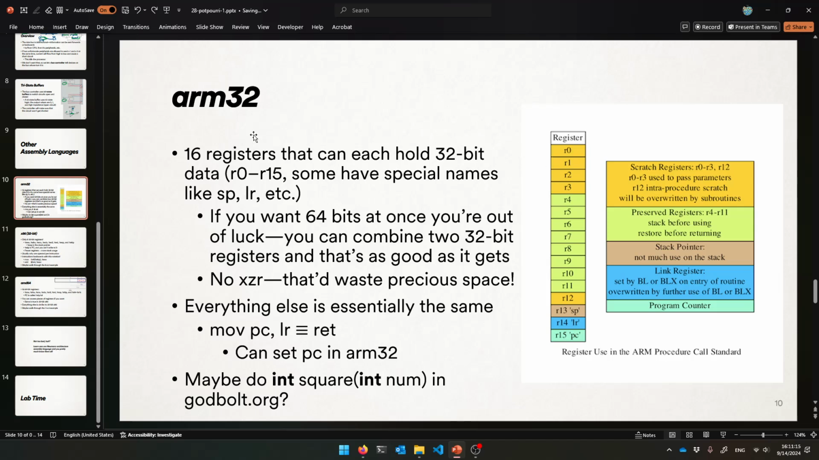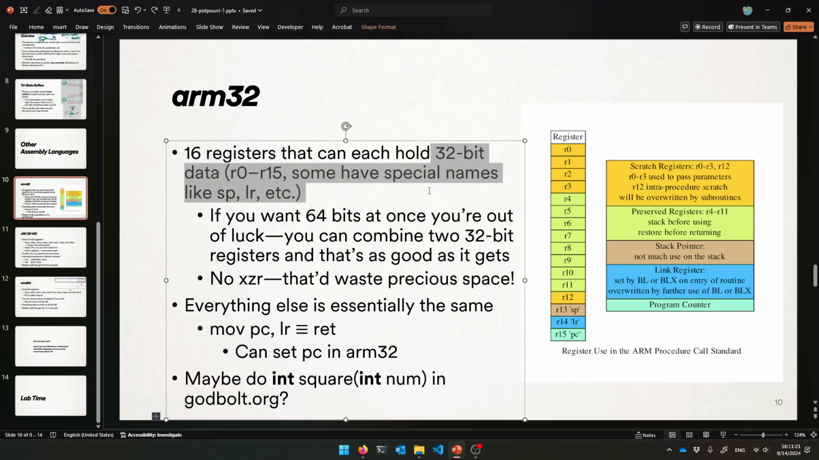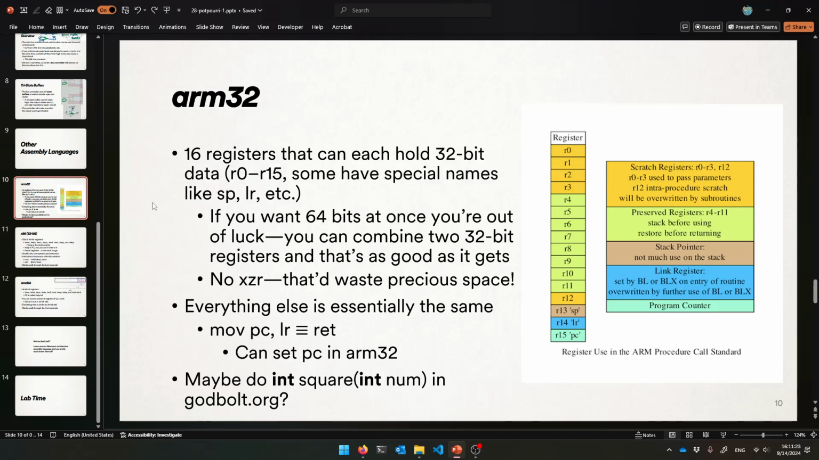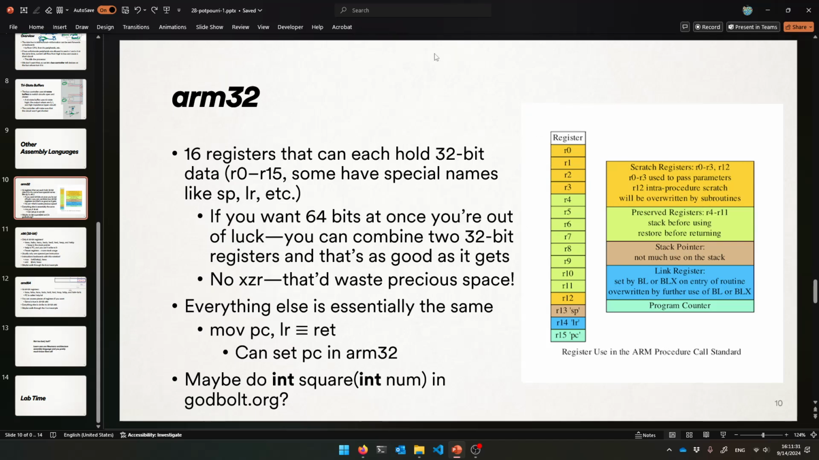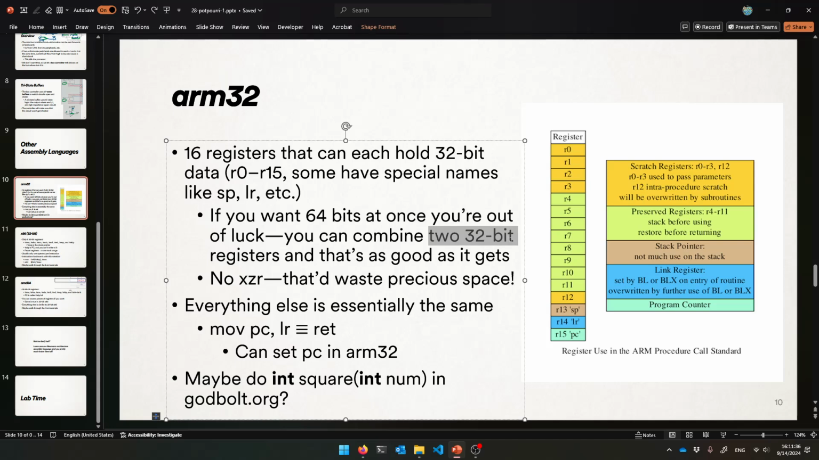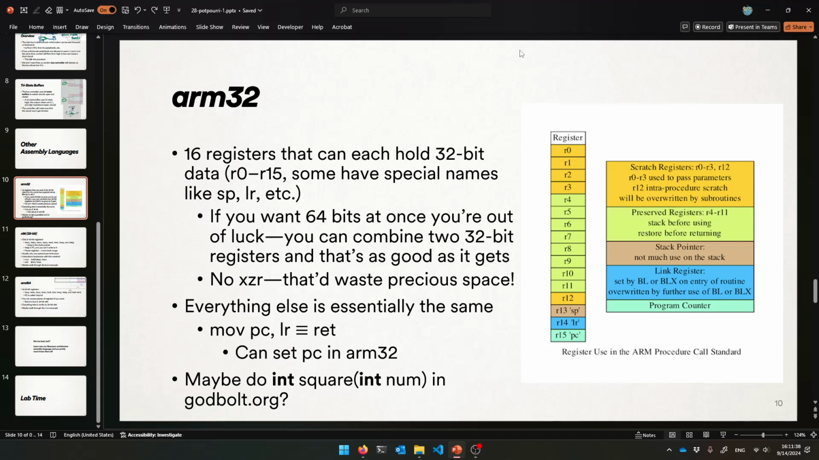And each of these registers, of course, in a 32-bit assembly language means the CPU only has registers that are 32 bits wide. All right, so 16 registers, they can hold 32-bit values. Okay, if you want to hold 64 bits at once, you can't do it in a single register, which is wild because that's what we're used to right now. But what could you do? You could combine two 32-bit registers. You can be like, all right, I'm going to put the high bits of a 64-bit number in R0 and the low bits in R1. That would work. That's kind of as good as it gets for you.